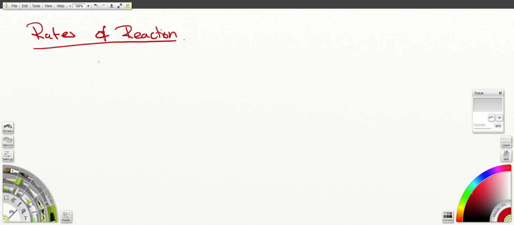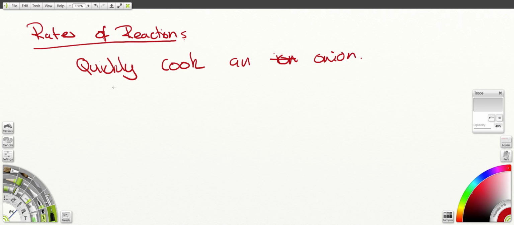Now, anyway, so what we've got here is rates of reactions. Okay, and you've got to think of catering. That's one of the ways you can think of this. So this is the way to think about rates of reaction: how can you quickly cook an onion? Okay, so you need to fry an onion, for whatever reason. The question is, well, how can you do it?